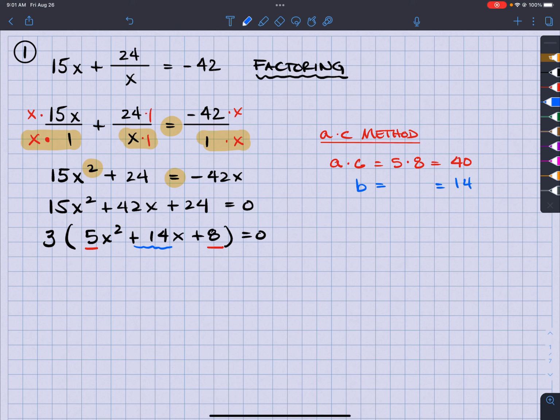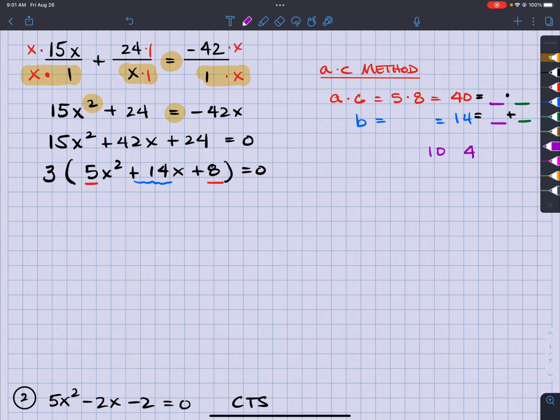So what I want to do is find two numbers that when I multiply them together, I'll get 40, but when I add them together, I get 14. Well, that's easy. My two numbers must be 10 and 4. Because if I multiply those two numbers together, I get positive 40. And when I add them together, I get positive 14. So I'm going to go ahead and take those two and split the middle term.